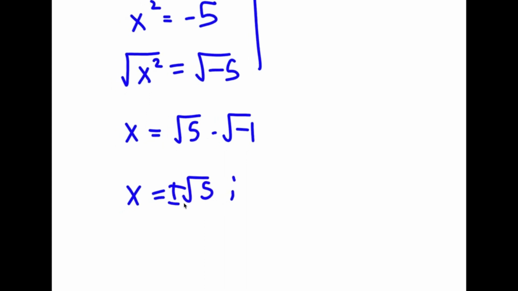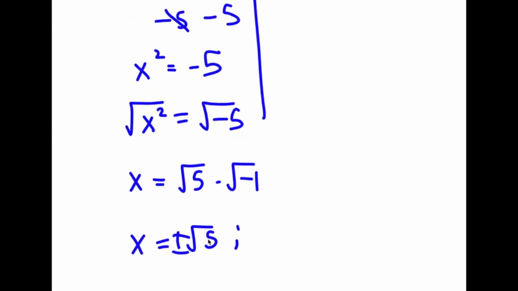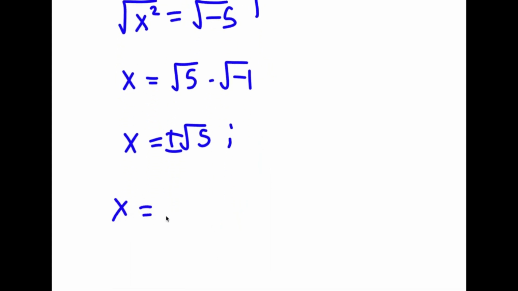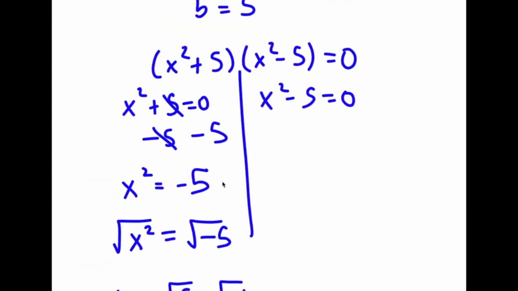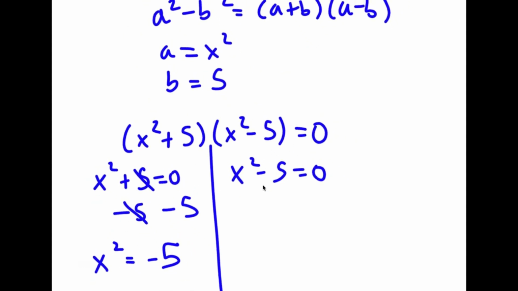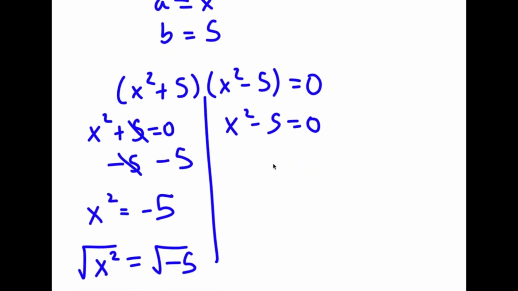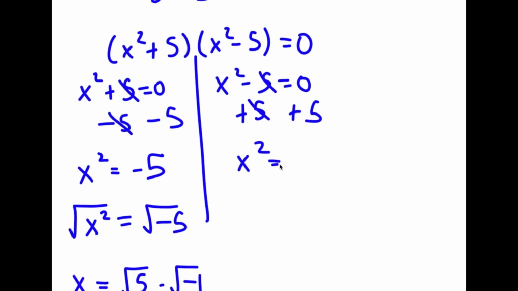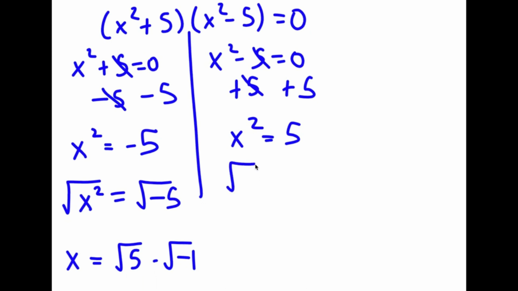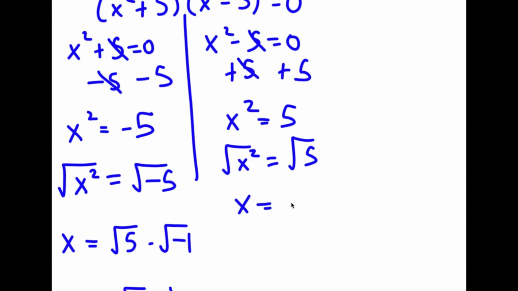And this is going to be plus or minus because the square root is going to be positive or negative. So this is going to be x is equal to square root of 5i, and x is equal to negative square root of 5i. So these are my two solutions. Now, we have another equation here, x squared minus 5 equals 0. And to solve this, I'm going to add 5 on both sides. So then these two cancel out, and I have x squared is equal to positive 5. Now to solve this, I'm going to take the square root on both sides. Square root of x squared is x, and I have this positive or negative square root of 5.